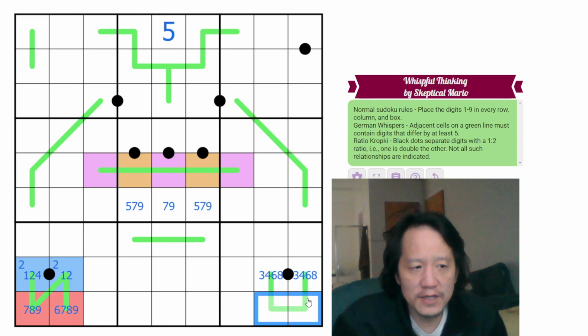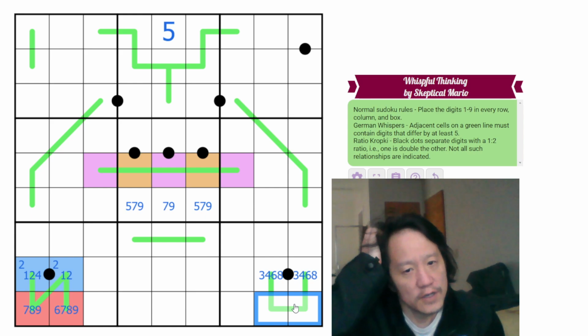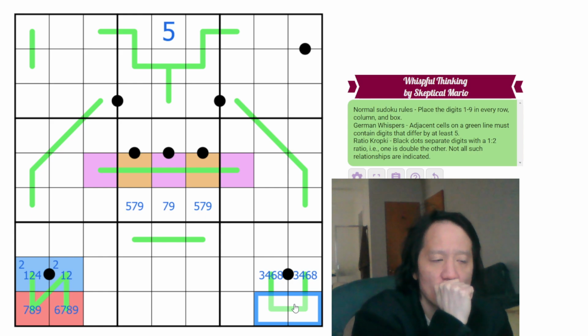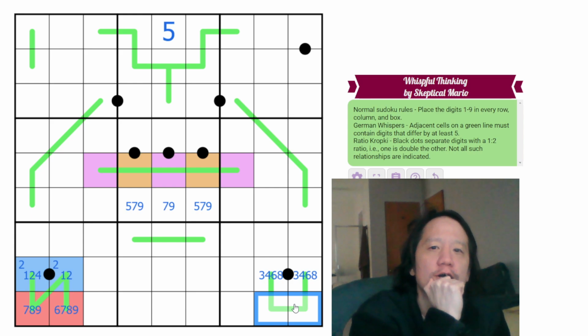If it's 3 and 6, the 1 has to be here. So if this is 4, 8, this becomes 1, 2, 1, 2. And this has to be 9. And we're not sure what the other one is. If it's 3, 6, it has to be 1. And we don't know what the other one has to be, either 8 or 9.